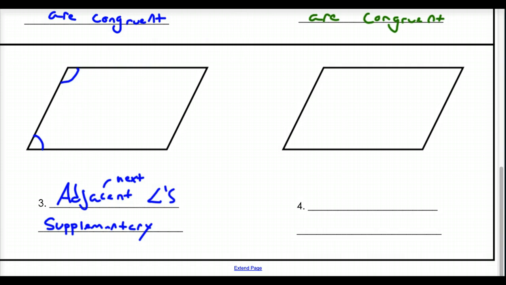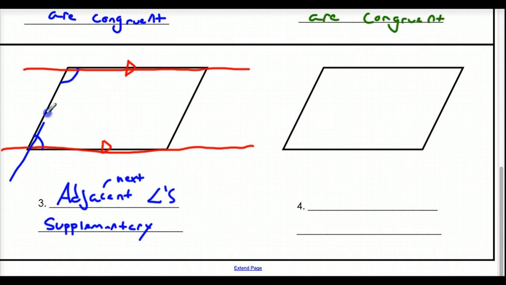Just to show you why, because I think we should explore why these properties might even be true, we know that these two lines are parallel. Let's just extend those lines. So those are parallel lines. You might remember us talking about this, that this line right here would be our transversal. Now, what do we call these two angles right here, these two that are on the interior? That's right, these are same side interior angles. And same side interior angles are always, that's right, supplementary. So that's why in a parallelogram, same side interior angles are supplementary.